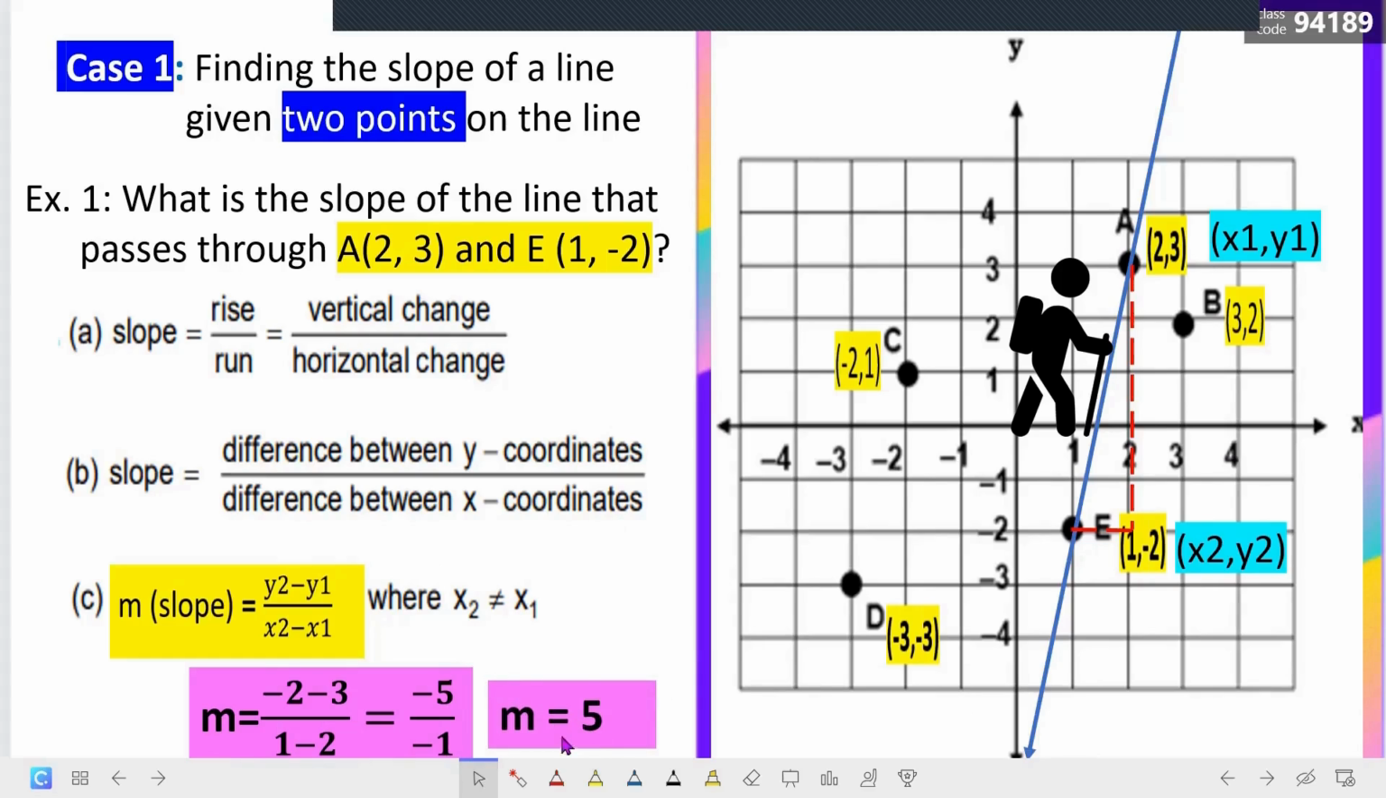So if you look at the sign of our slope, it is positive. And if you look at the direction of our line, it's slanting upward to the right. So it's telling us that when we have a positive slope, the line or the graph of the line is slanting from left to right upwards.